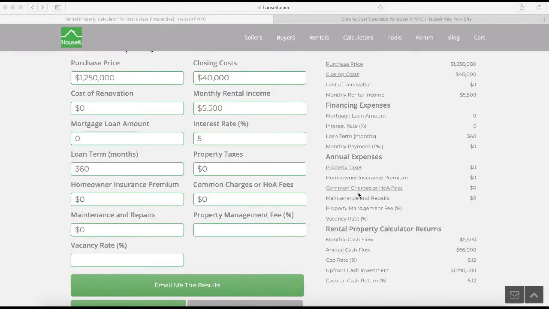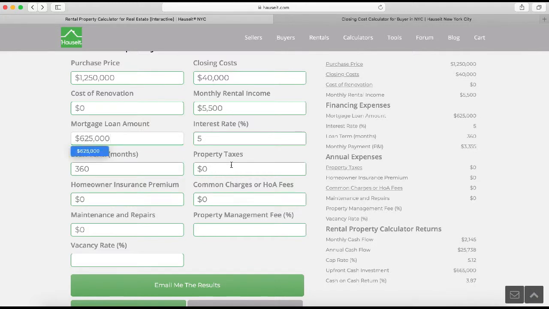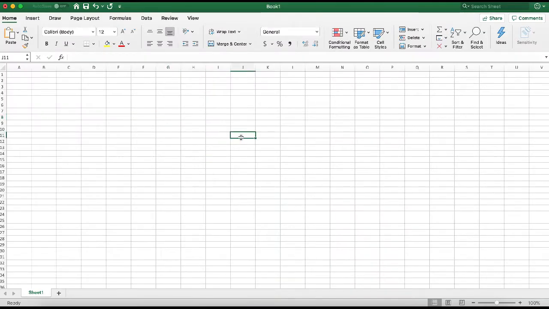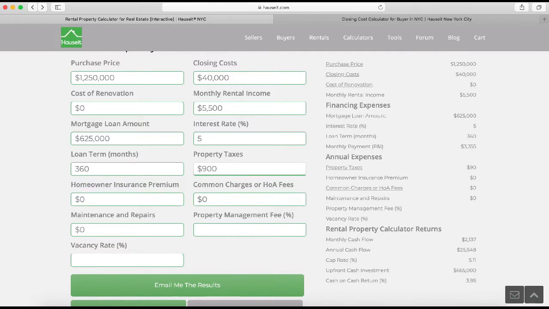Now our next step would be to input a mortgage loan amount. So if we were to finance half of the purchase, we would therefore have a loan of $625,000. As far as property taxes and common charges are concerned, we can go ahead and just estimate and say that each one is $750 a month. Now these are annual fields, so in order to calculate the annual property taxes and common charges, we would just multiply 12 by 750, giving us 9,000 a year. So we would put 9,000 under property taxes, as well as 9,000 under common charges.